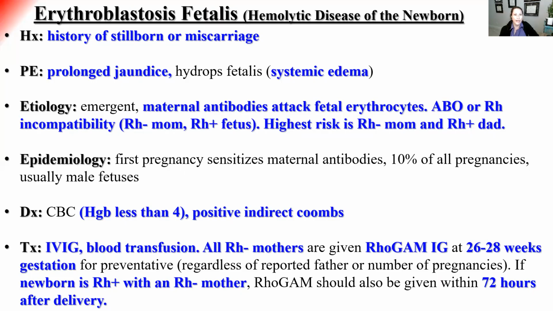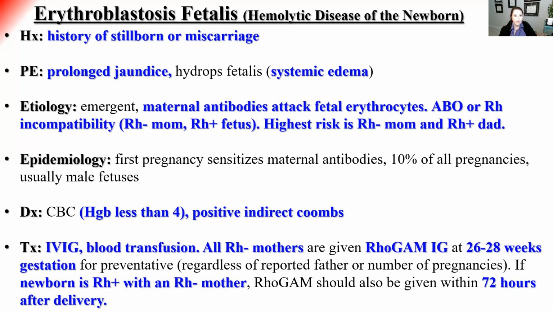This is going to be an RH negative mom and an RH positive father, because this is causing an RH positive fetus. So RH negative mom, RH positive dad increases the likelihood that that will be an RH positive fetus. So RH negative mom, RH positive fetus. That first pregnancy will sensitize the maternal antibodies towards this. This happens in 10% of all pregnancies, and it's usually male fetuses for this.